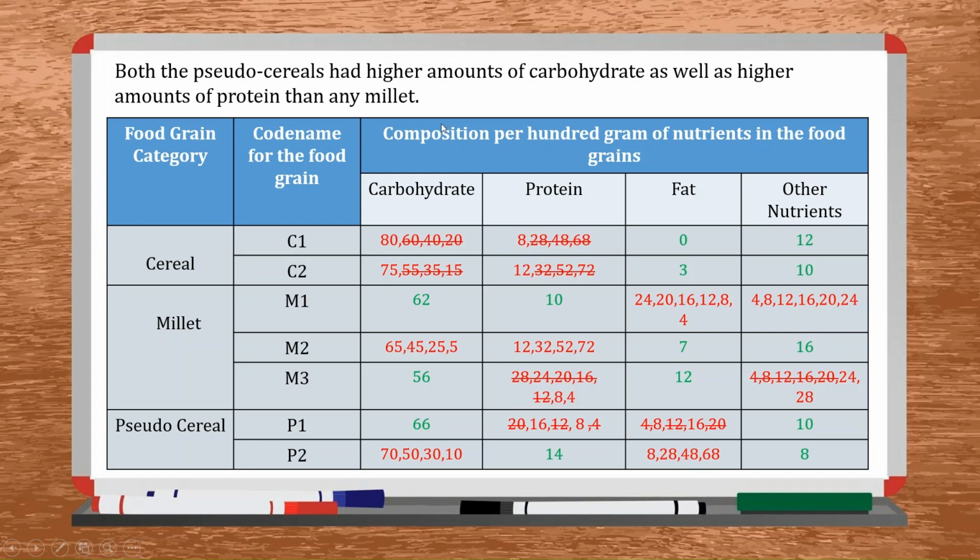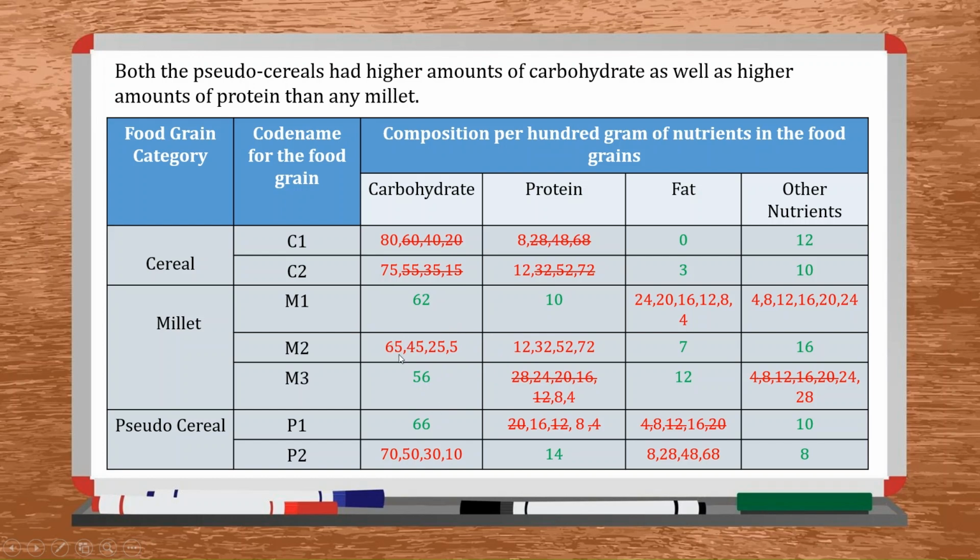Next, we have carbohydrates. There should be more carbohydrates in pseudo cereals than in millets. For millets, we have 56 as the defined value for M3 in carbohydrate. So we'll have to go with 70 for P2. P2 has to be 70. Else, pseudo cereals cannot have more carbohydrate than millets. So we can eliminate 5, 25, and 45. Similarly, we can eliminate 50, 30, and 10 as well, because if we take those values, then this would be less than 56, which is not possible.